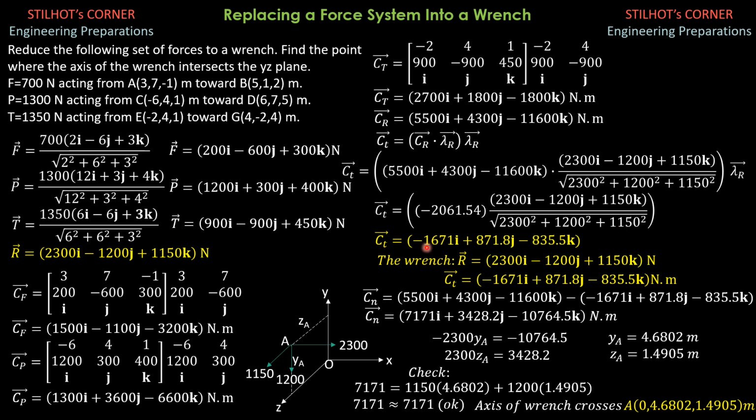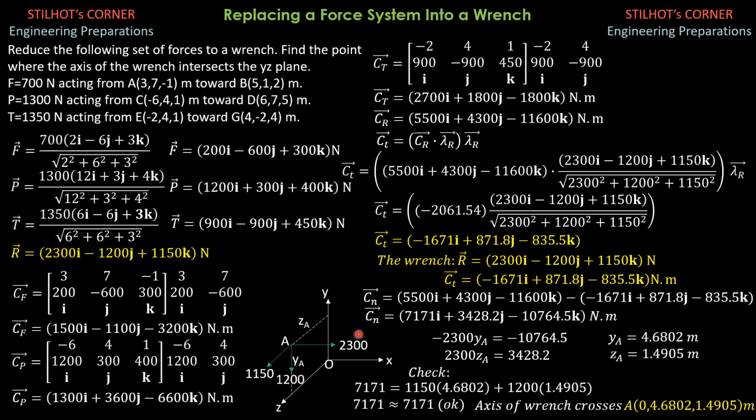C sub t is the quantity negative 1671I plus 871.8J minus 835.5K. So the wrench therefore consists of the force, resultant force, and this component of the resultant couple in the direction of the force, which is C sub t in vector form. So that's the wrench.